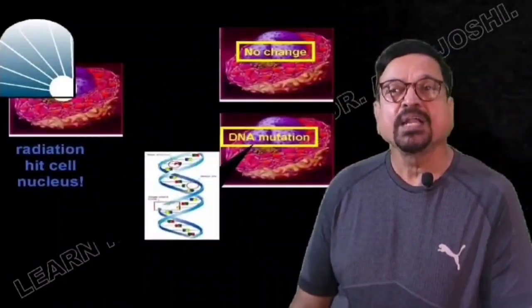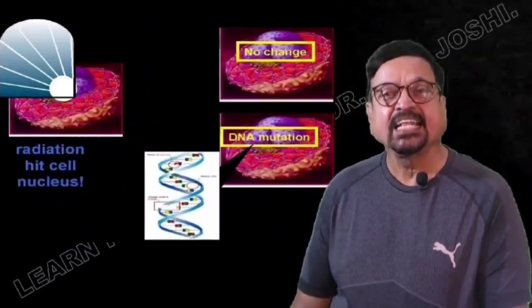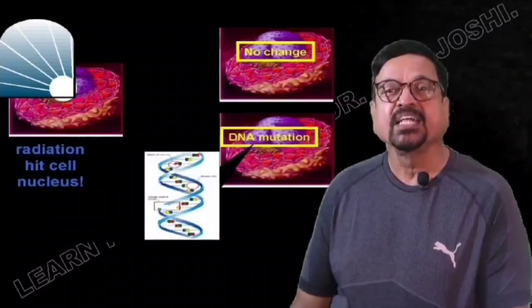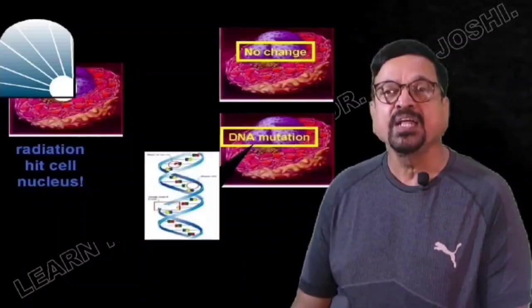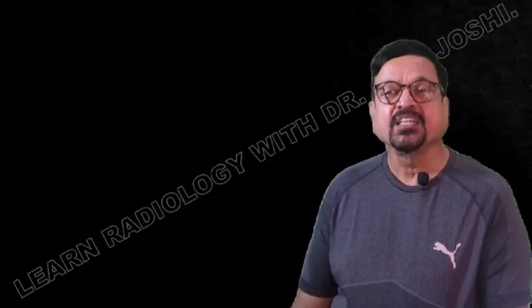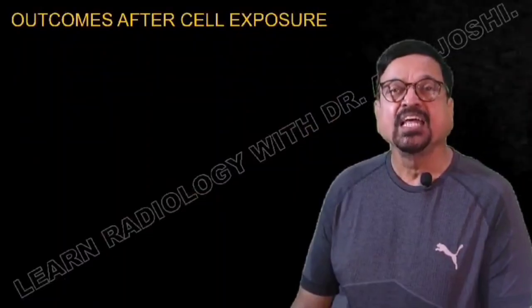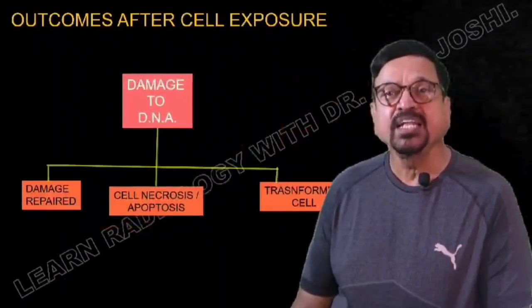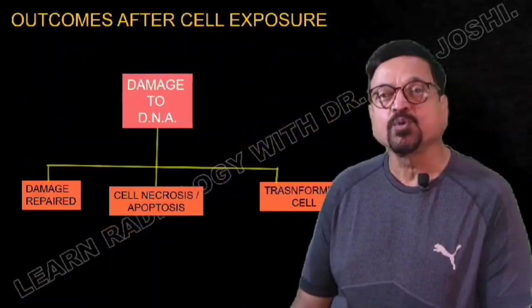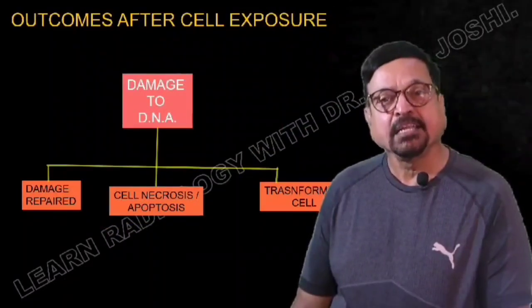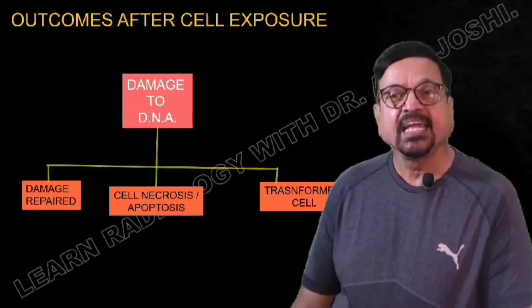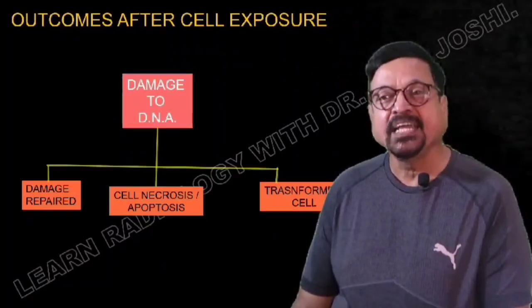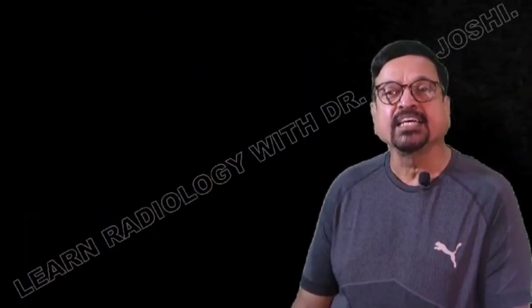Now, what happens is when a radiation comes, it hits the cell and subsequently it hits the nucleus. What can happen with it? There can be no change in the cell, no change in the nucleus, or there can be DNA mutation. Now, we are more worried about this DNA mutation. What is the outcome after the cell exposure? Damage to DNA. DNA is exposed to the radiation. The damage can be repaired by the body. Then this can be cell necrosis, there can be apoptosis, then there can be transformation of the cell into some other cells.